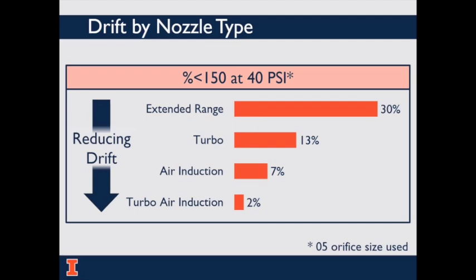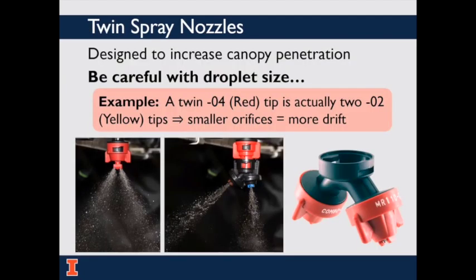Unfortunately, the trade-off is that using larger droplet sizes will also reduce coverage and efficacy of the pesticide product. Another variation of nozzle to be familiar with is the twin spray configuration. There are a wide variety of designs which allow one nozzle position on a spray boom to be used for multiple orifices. All twin spray designs are targeted to increase canopy penetration by introducing multiple angles of attack for the spray. There is, however, a potential downside.